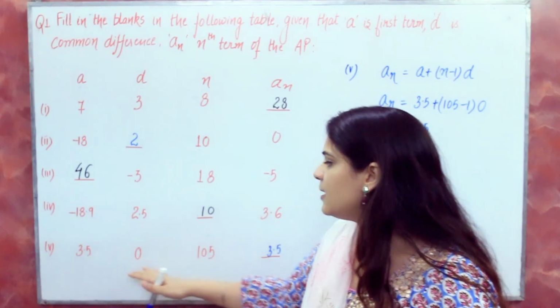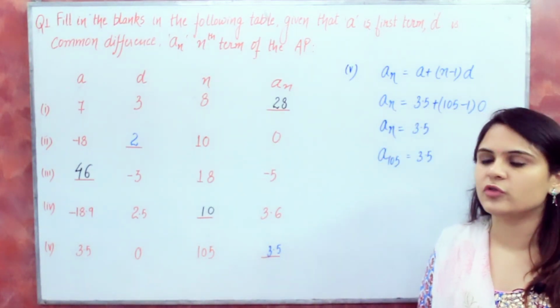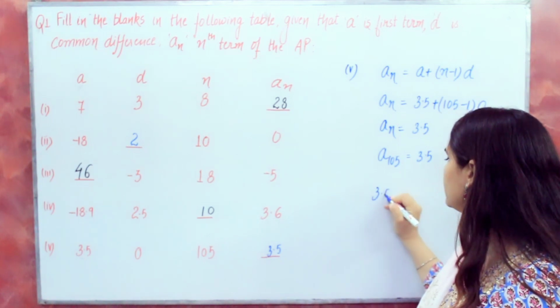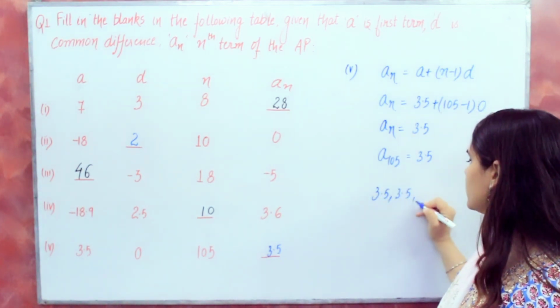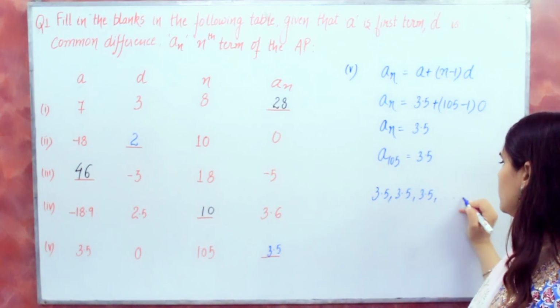In fact, in this case, all the terms will be equal to 3.5. This AP will be like this: 3.5, because the difference is 0.